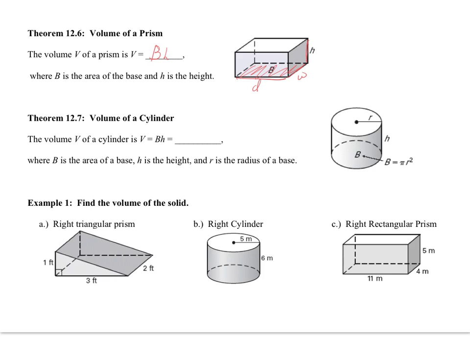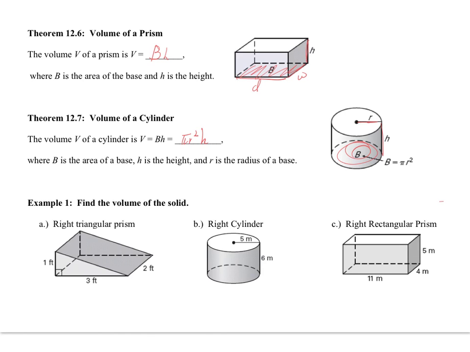Theorem 12.7, volume of a cylinder. The volume V of a cylinder is represented by V equals base area times height, or we could further expand this to pi r squared times h. So again, B is the area of the base, h is the height, and r is the radius. Now let's practice.